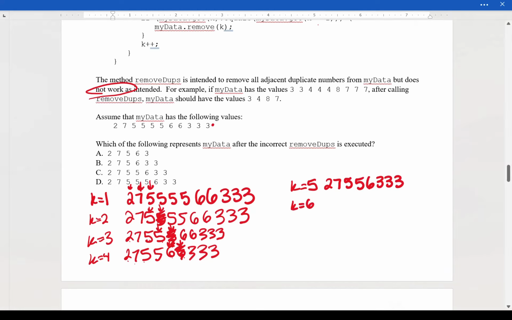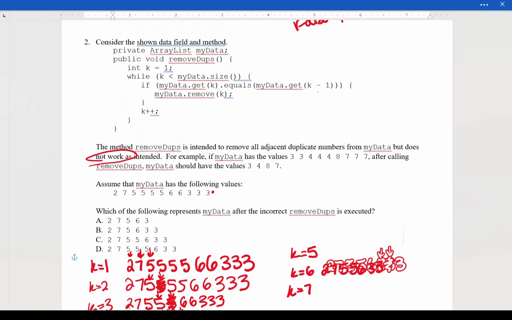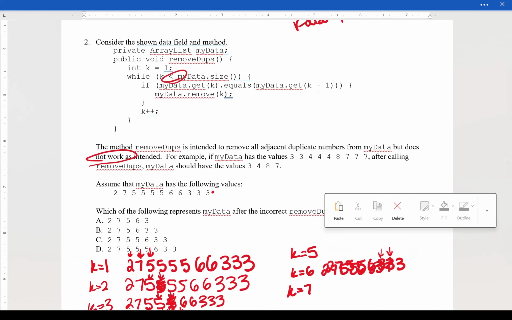Keep going. K is now 6. So 0, 1, 2, 3, 4, 5, 6. I'm looking at that 3 and that 3. They are the same guy. So I do need to remove the guy at 6. So 2, 7, 5, 5, 6, 3, 3. And K is 7. And notice that is bigger than the size of my array list. 1, 2, 3, 4, 5, 6, 7. It's equal. And I have to be less than.